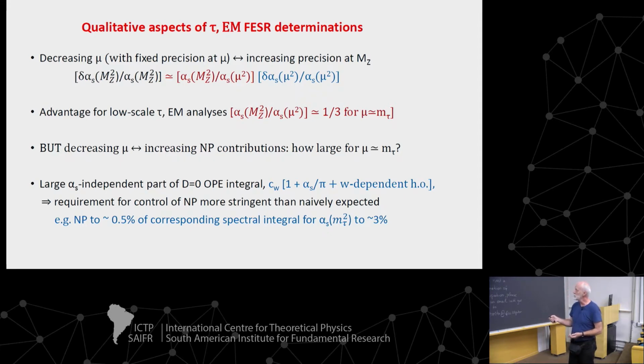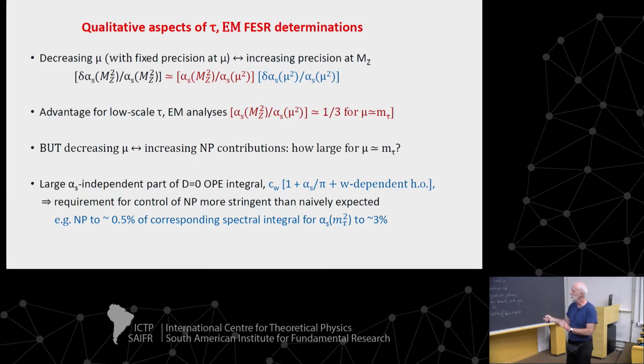So that tells you there's an advantage to extracting alpha S from a low-scale analysis in terms of your final fractional error. But of course you pay a price, because you can't just go down to arbitrarily low scales to make this factor as small as possible, because eventually you run into uncontrolled non-perturbative effects. And the issue is, is there a sweet spot for this?